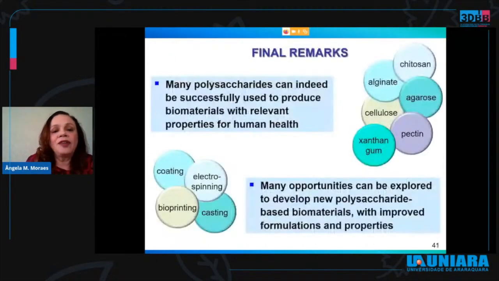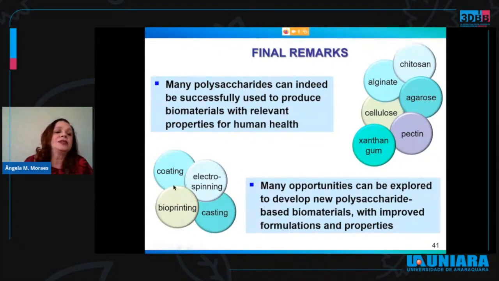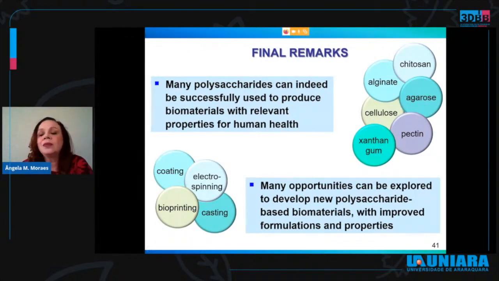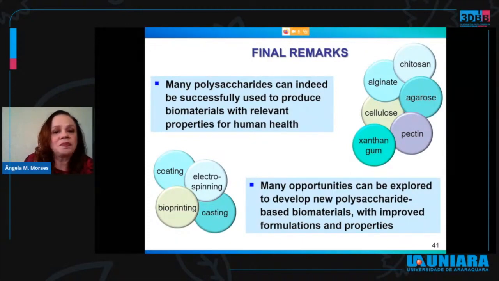Then, as my final remarks, I would like to give you the final message that polysaccharides can indeed be very successfully used to produce biomaterials with relevant properties for human health, different types of polysaccharides and also different types of techniques. We have still many opportunities that can be explored to develop new polysaccharide-based biomaterials with improved formulations and properties. There is a whole universe there still to be explored.